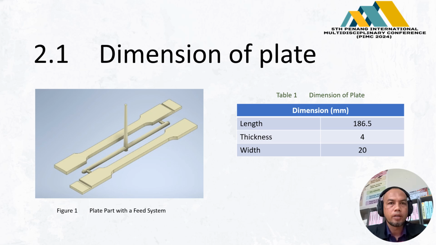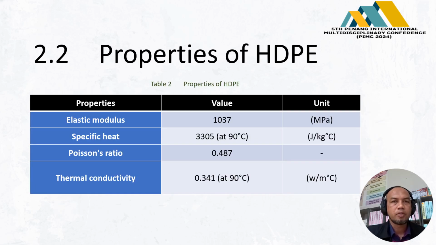Figure 1 shows a plate part with a feed system that was used in this study. The dimensions are tabulated in Table 1, whereby the length is 186.5 millimeters, the thickness of the part is 4 millimeters and the width is 20 millimeters. Table 2 presents an overview of the default properties of HDPE sourced from the Autodesk Moldflow software library.